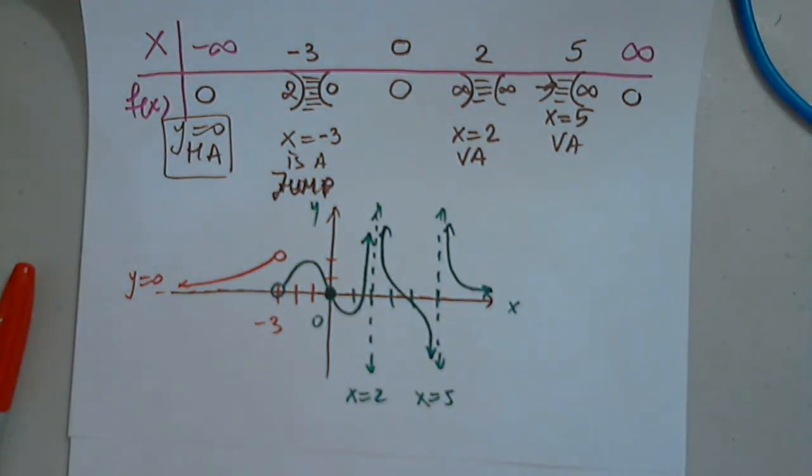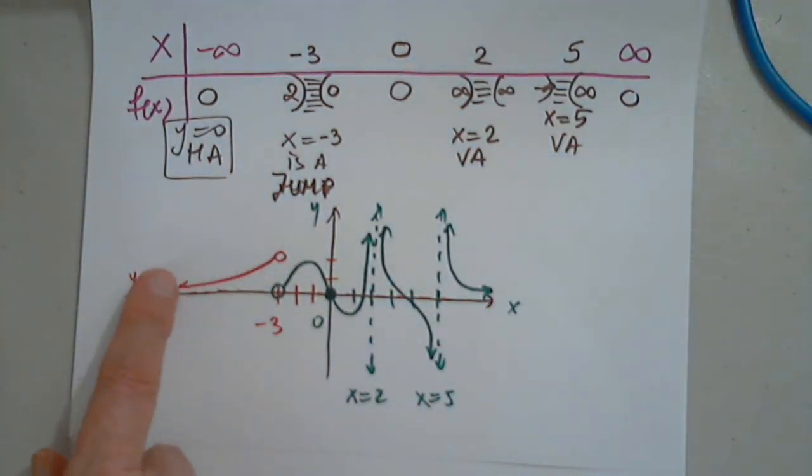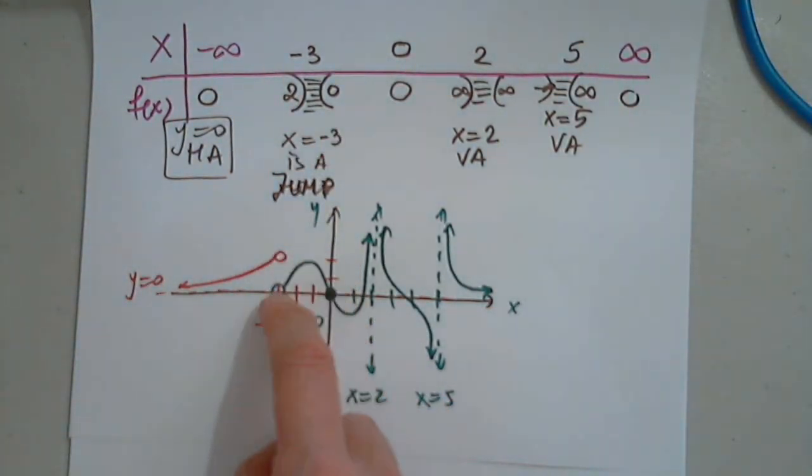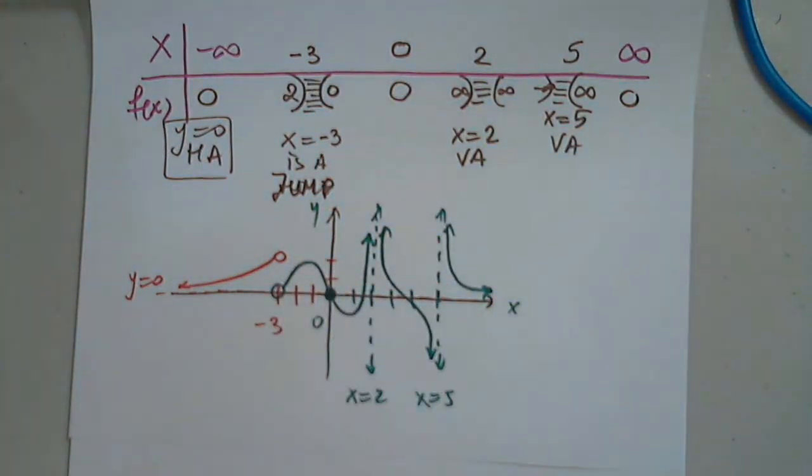Each and every one of you can come up with a different shape, and they may all be correct. Here the function is undefined at this point. It's undefined at 2, and it's undefined at 5. Here it has its vertical asymptotes, and here on the left of -3 the limit is 2. On the right of -3, the limit is 0.